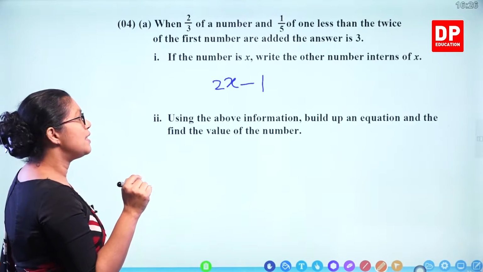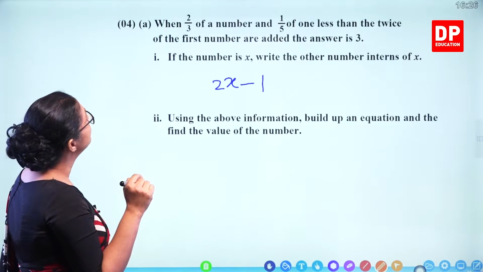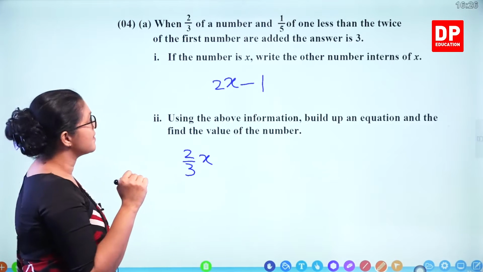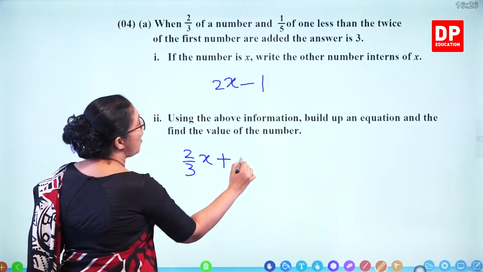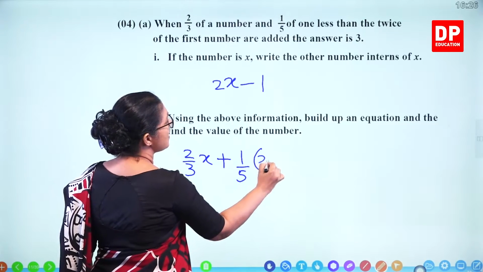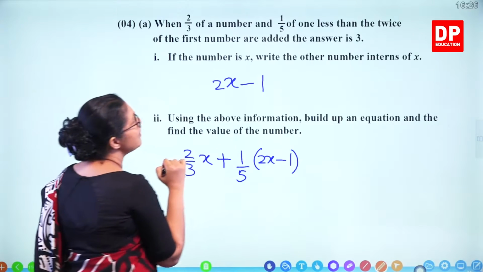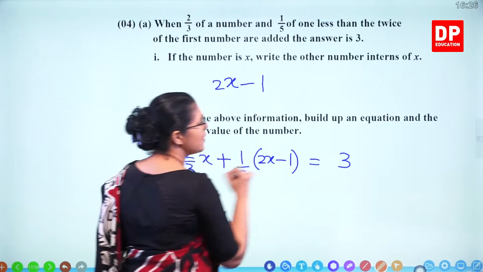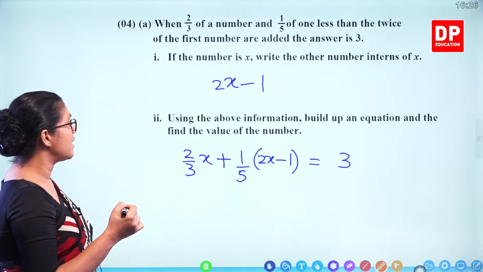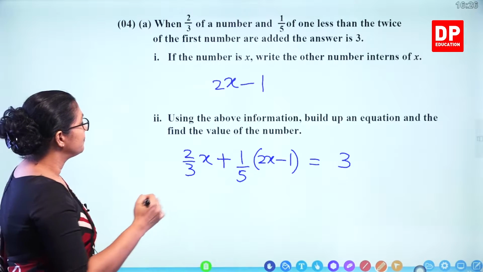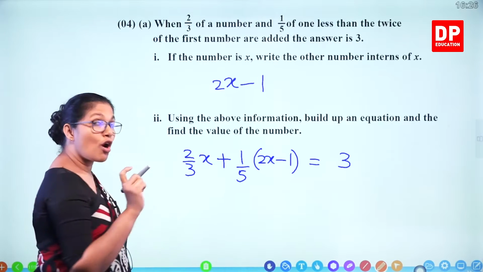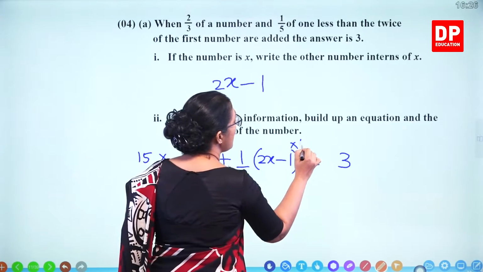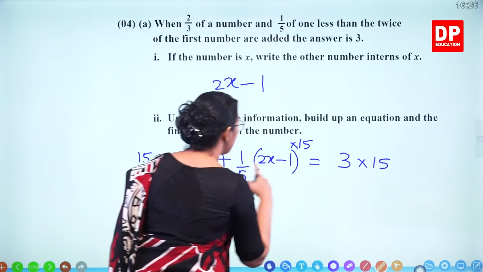Using the above information, build up an equation and find the value of the number. It says 2/3 of a number, 2/3 x, and 1/5 of this number, twice of that and 1 less than that. Addition, the answer is equal to 3. So you can create an equation like this and solve for x. 3 and 5, lowest common multiple is 15. So that means you can multiply all these terms by 15 to get rid of this denominator.